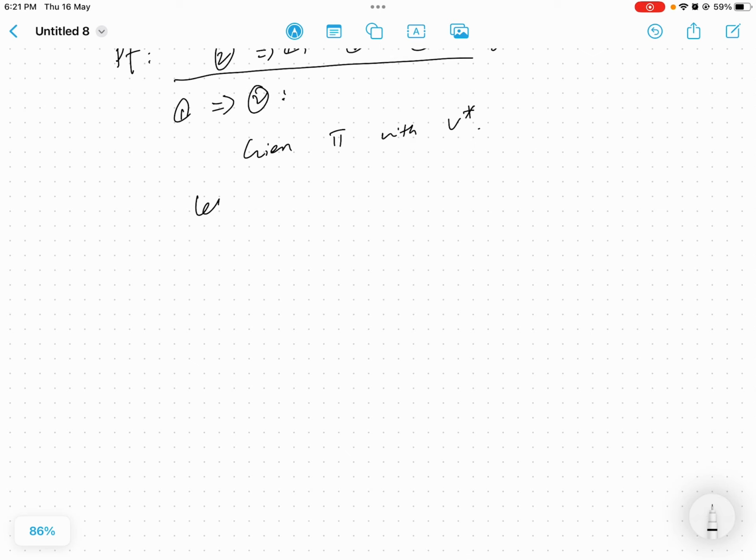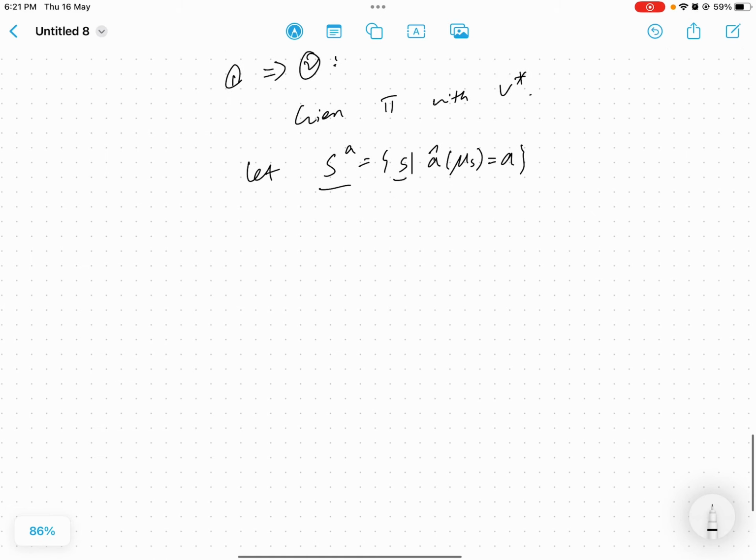So we define a set SA, okay? The element s here makes all those actions, given the posterior belief mu s. So all those little s lead to the same action A, okay? And if so, then we put all those s into this set, the SA set. So that's basically what we're doing here.